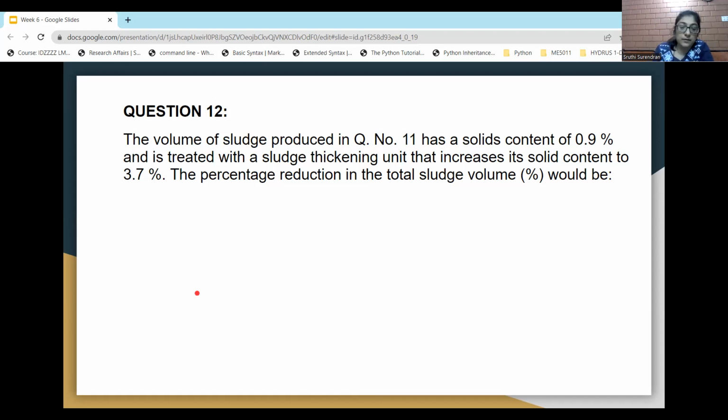You can give this a shot. I can give you 2 to 3 minutes to do this problem. Read the question carefully and try solving it.